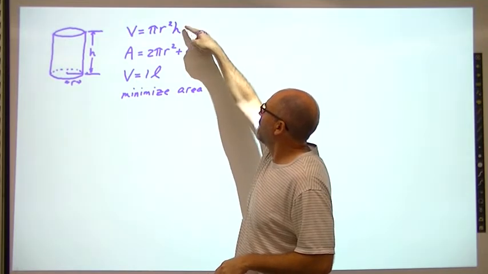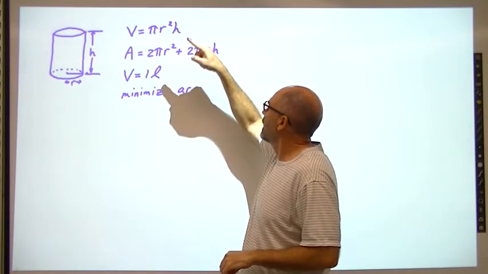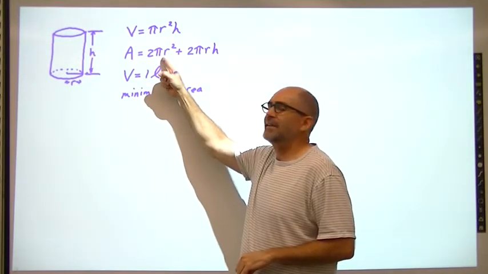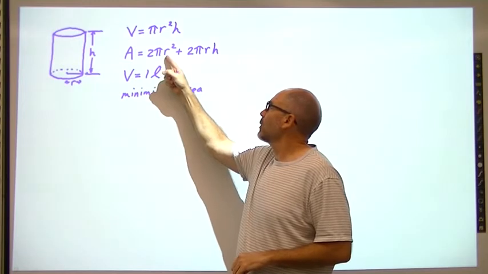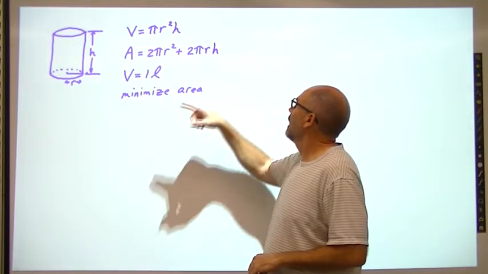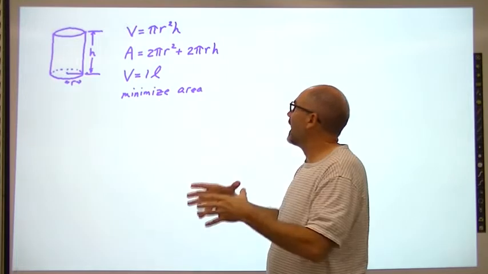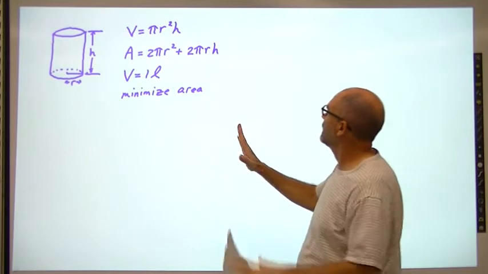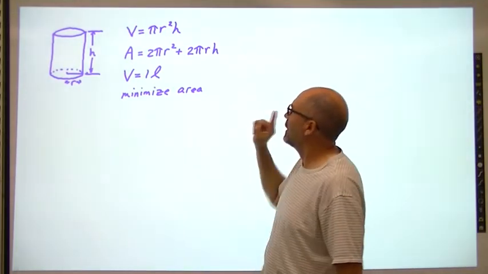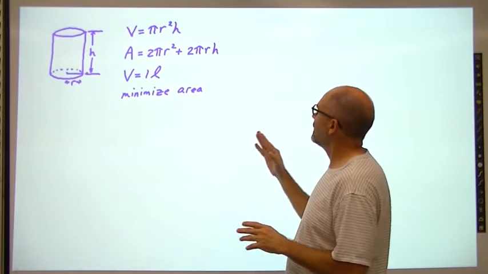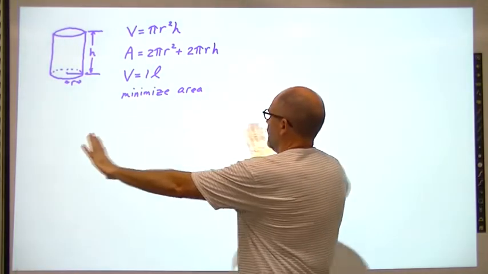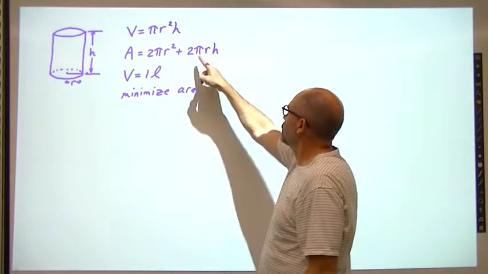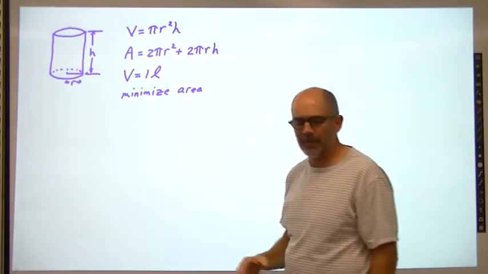Well, we're talking volume and area. So volume of a cylinder is pi r squared h. And area of a cylinder is going to be the area of the top plus the area of the bottom, which is pi r squared times 2, plus the area of the sides. Now if you were to unravel the sides, then you would have 2 pi r is the circumference. So that's basically the width of the rectangle times the height. So 2 pi r h is the surface area of the side.